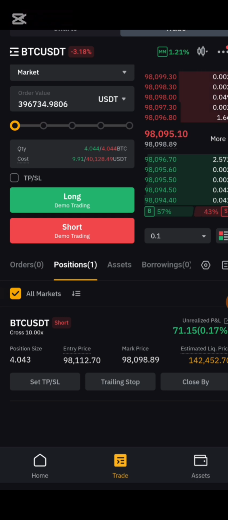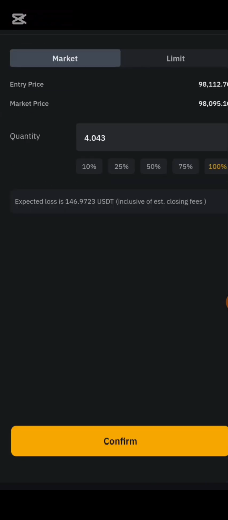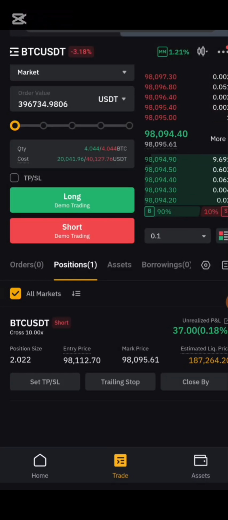So when you want to take this profit, you click on close by and click on 50%. You click on confirm. So I've taken 50% of this profit. The remaining is 35 USDT. Okay, so this is how you take your profit manually. The trade is still ongoing.